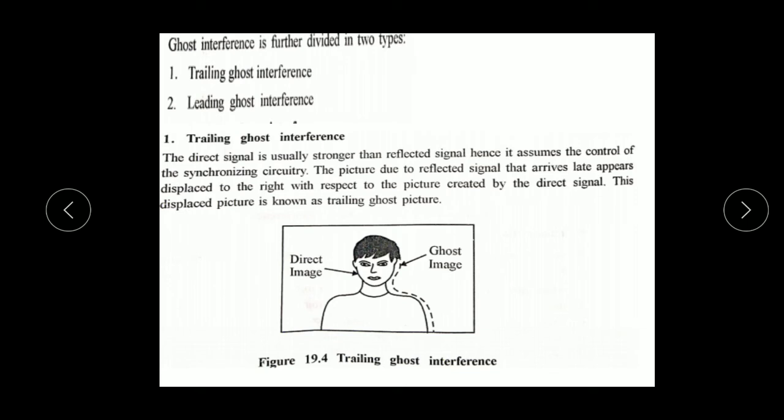The direct signal is usually stronger than the reflected signal, so the direct signal is used for the synchronizing circuitry. The picture due to the reflected signal that arrives late, basically the reflected signal takes more time compared to the direct signal. The direct signal reaches fast compared to the reflected signal. In that case, the reflected signal reaches late compared to the direct signal, and it generates the ghost image, the trailing ghost image.